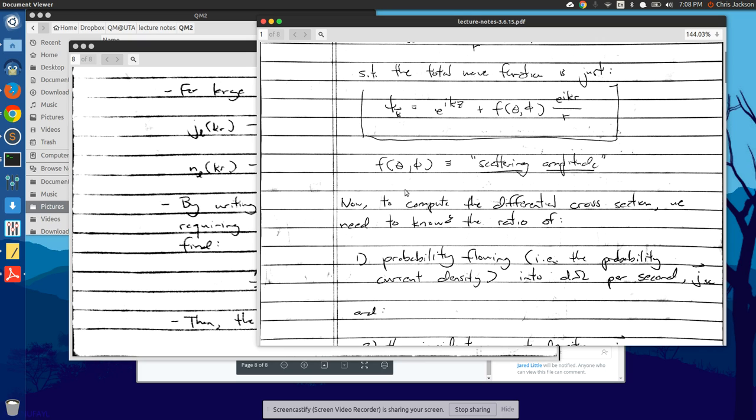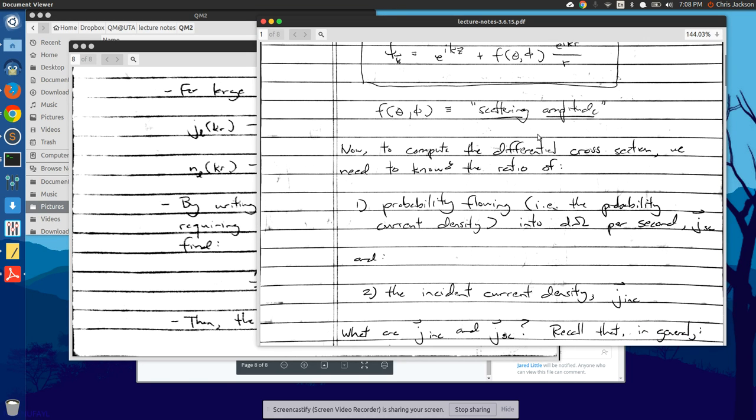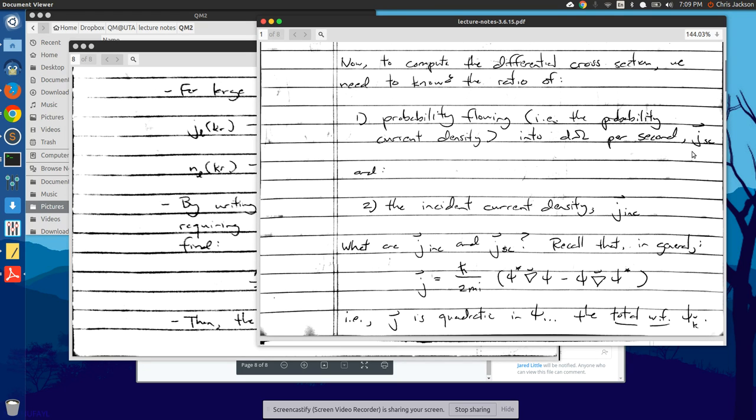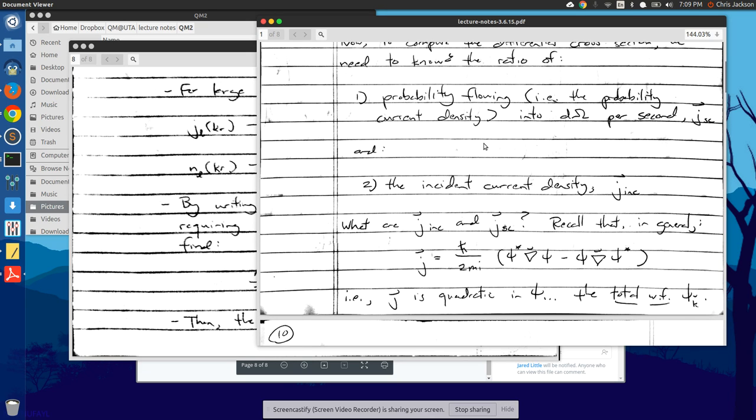So let's see how we want to compute the differential cross section if we know the form of the wave function. To compute it, there are a few things we need to know. We need to know the ratio of the probability flowing into our detector, which we're going to call J scattered. J here means the probability current scattered into that detector, and we're going to divide that by the incident current density, J incident.